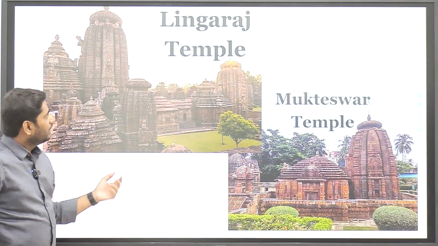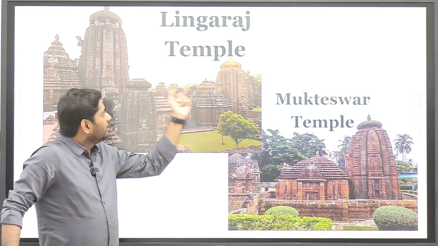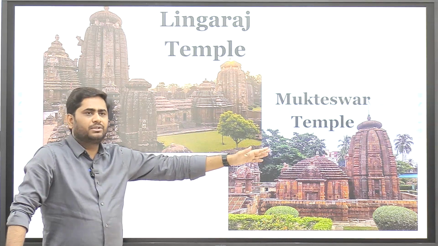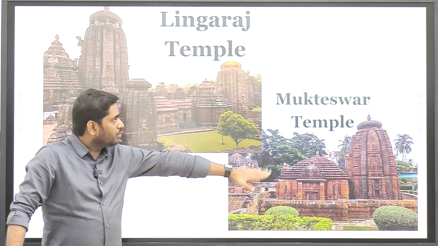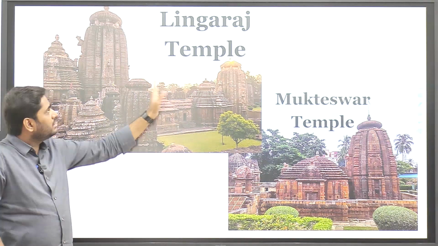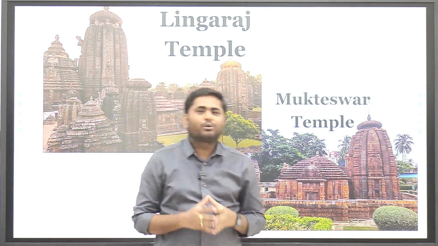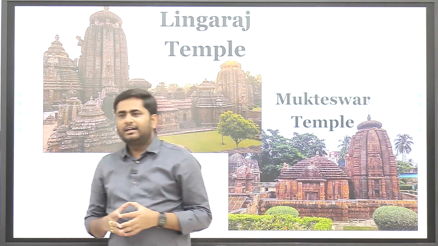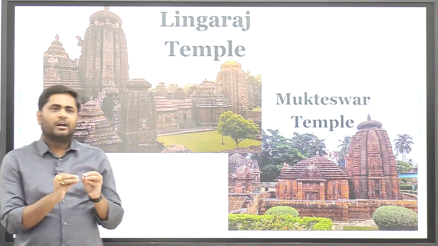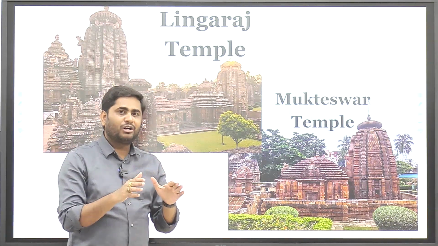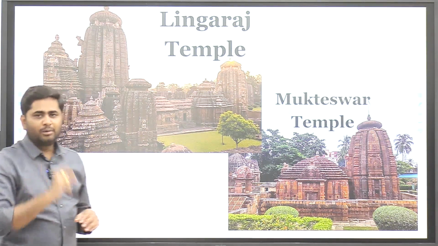Now moving on, this is a little fast forward. The Lingaraj temple and Mukteswar temple were built around the 9th and 10th century AD. Mukteswar is older than the Lingaraj temple. Lingaraj came later. Now, Mukteswar temple is a very interesting temple. It is a prototype temple and you can consider it one of the magnificent Kalingan temple architectures. It is a very small temple, but at the same time a very beautiful temple.